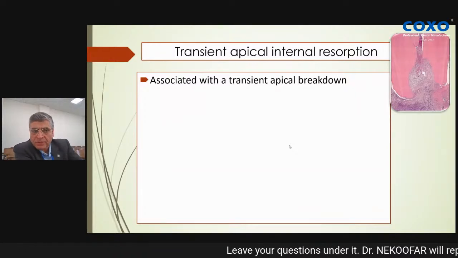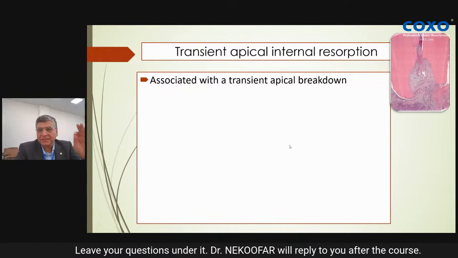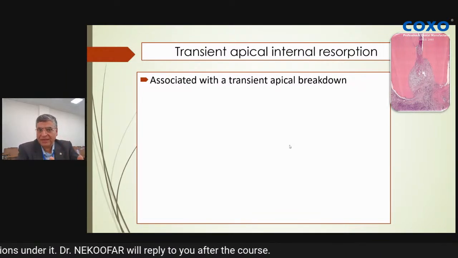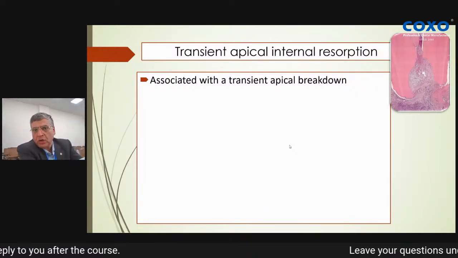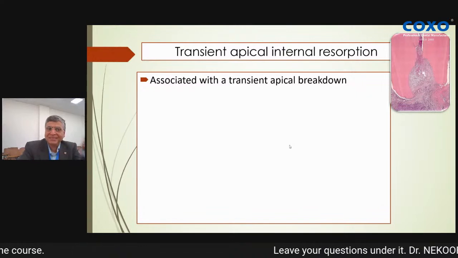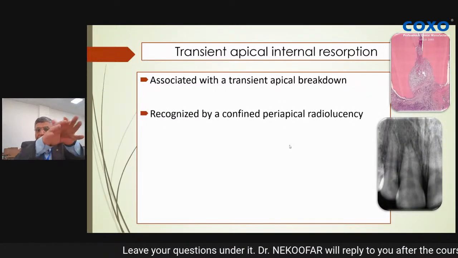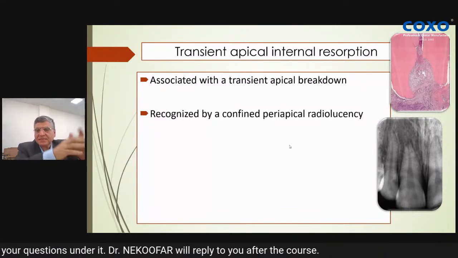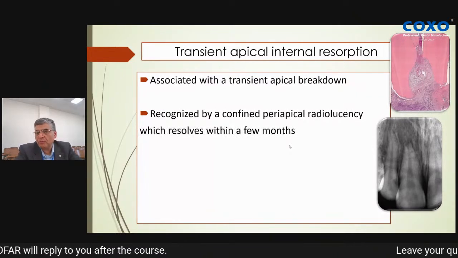Because if we don't have any answer from that, we may say that, okay, we have pulp necrosis. No, it is not pulp necrosis. It is just a transient apical breakdown. But the most important thing is keep an eye on that, and make sure that you have very, very close monitoring of your patient and see what happens next. So this is recognized by a confined periapical radiolucency. You may have a radiolucency, but it is confined, which resolves within a few months.